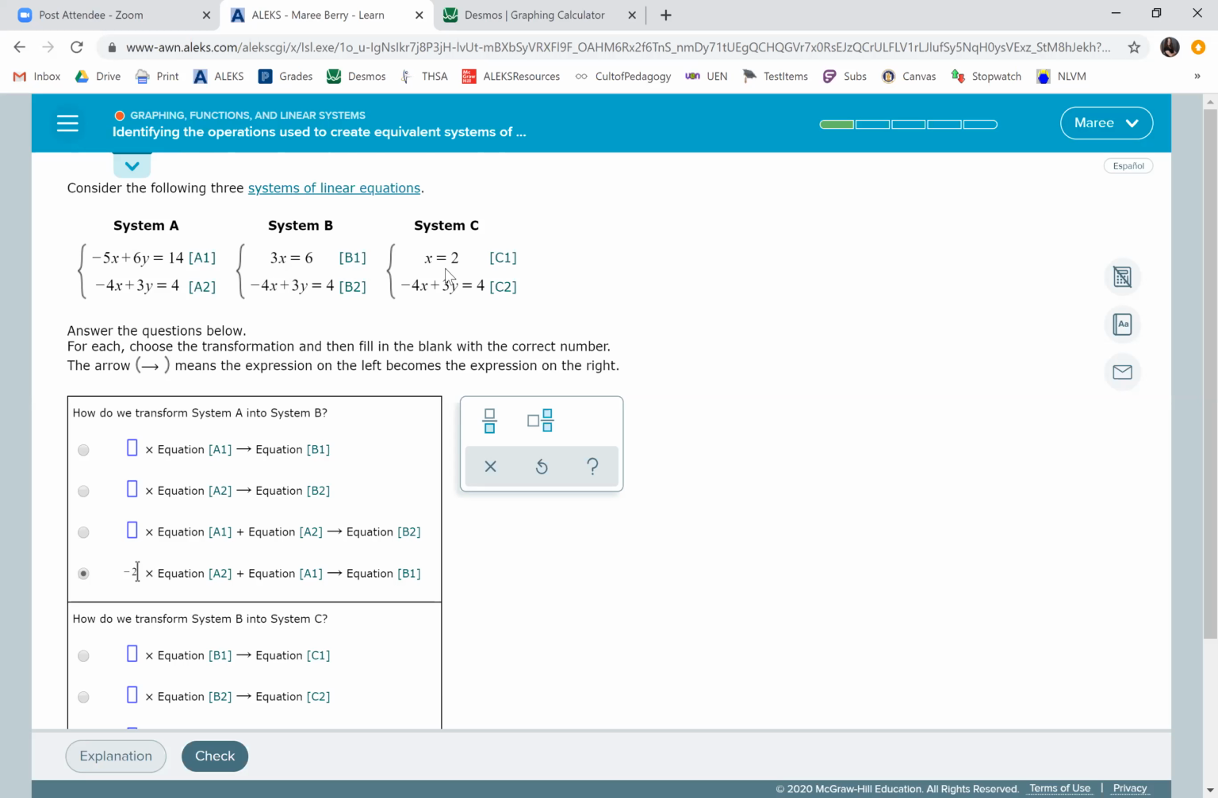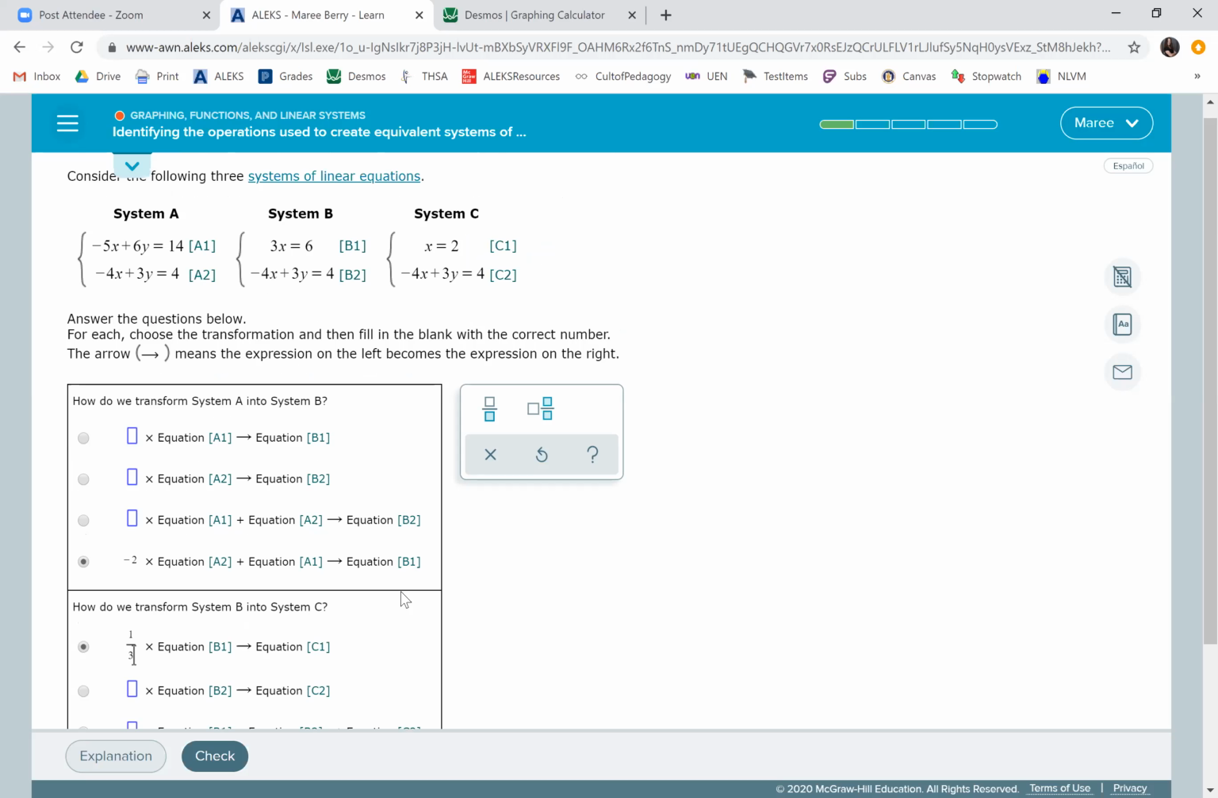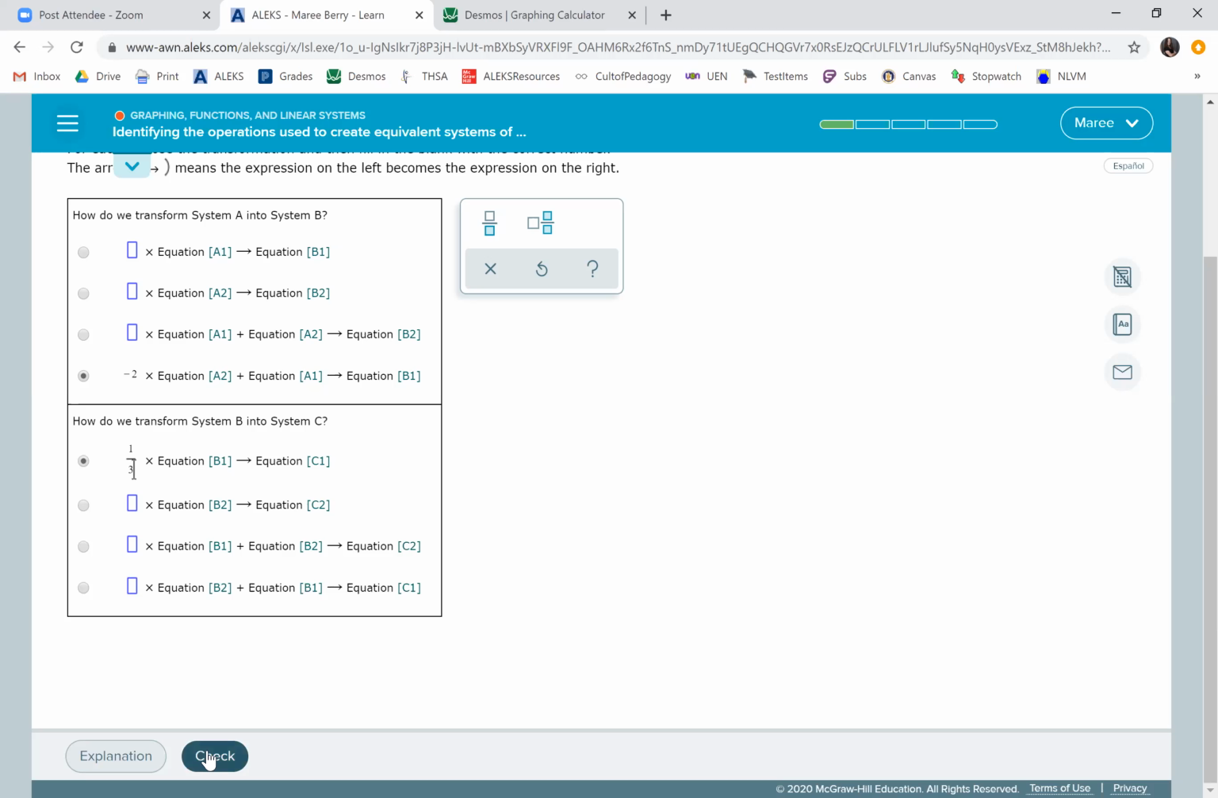Then all I did here was divide b sub 1 by 3. So I took b sub 1. If you're going to divide, that means you're timesing by 1/3. So 1/3 times 3 is 1, and 6 times 1/3 is 2. Okay, that works.